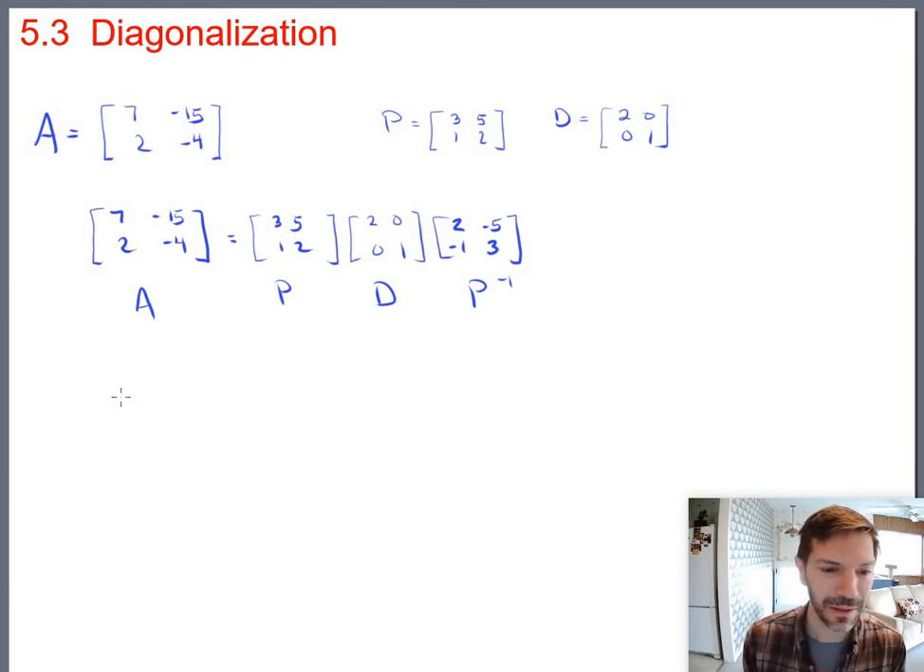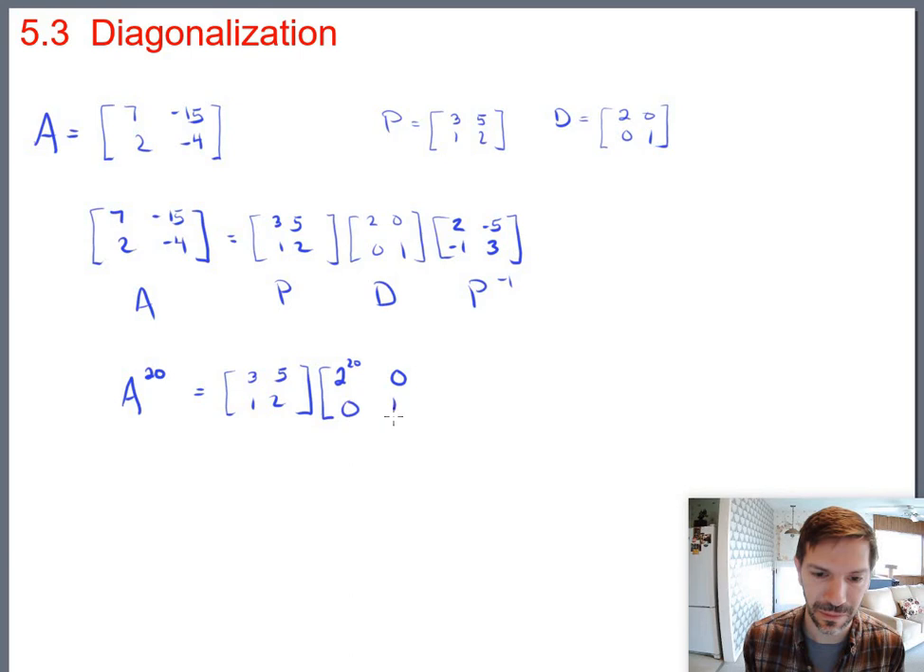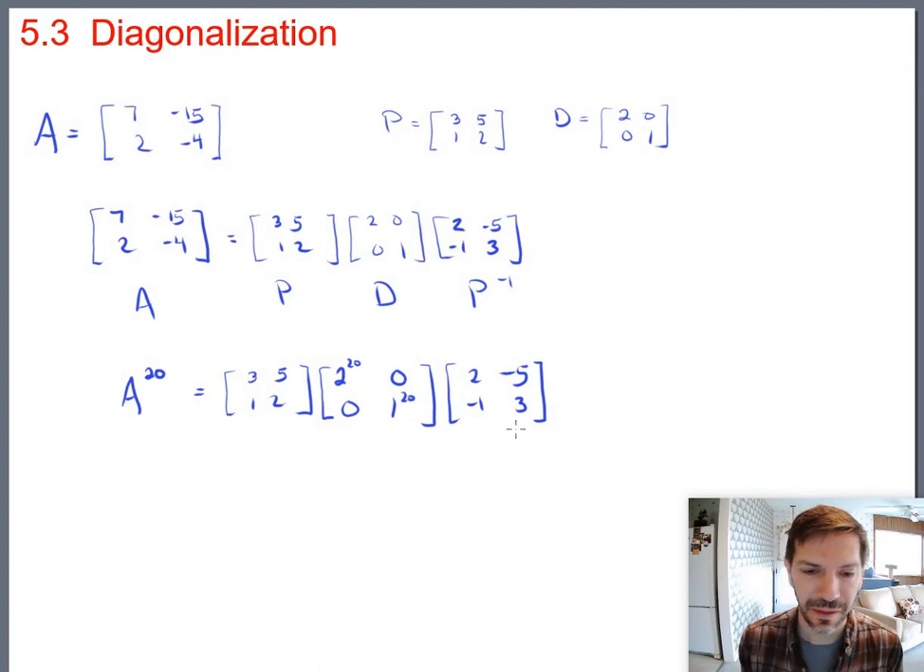And again, if you want something like A to the 20th power, that would be 3, 5, 1, 2 times D to the 20th power, which is 2 to the 20th, 0, 0, 1 to the 20th, times 2, negative 5, negative 1, 3. Again, it's easy for a calculator to do. You could probably even do this one by hand. I'm not going to, but you probably could if you had to.